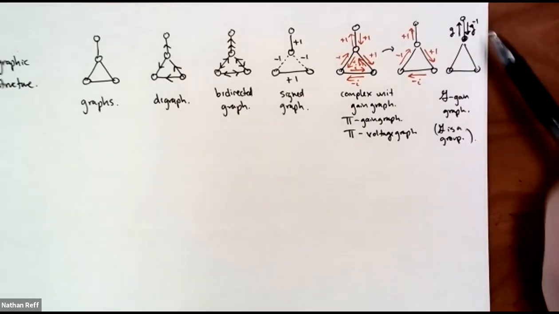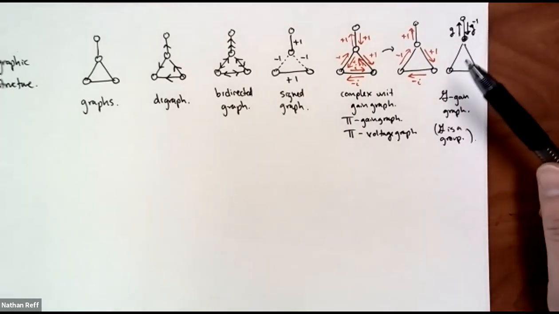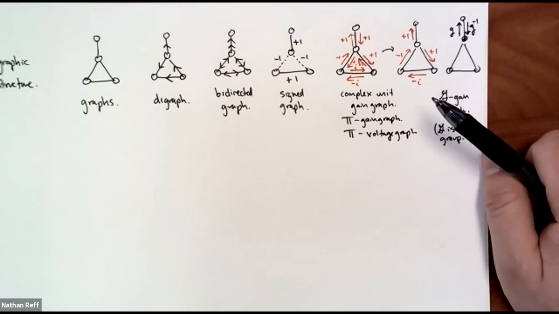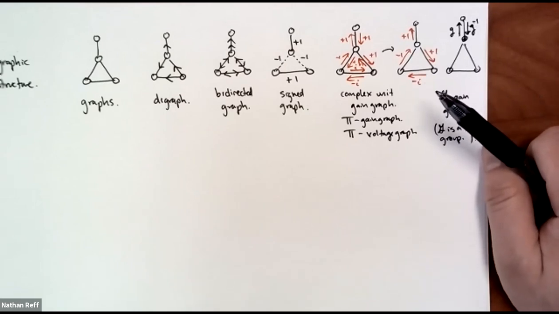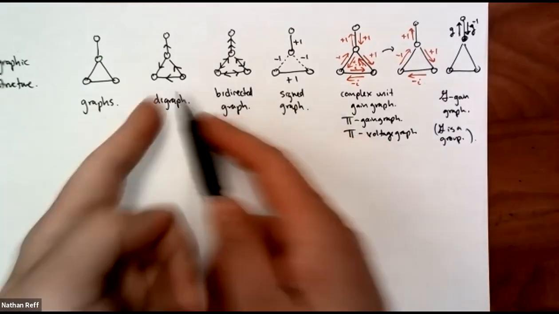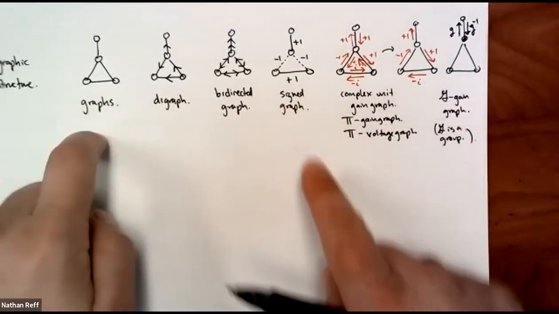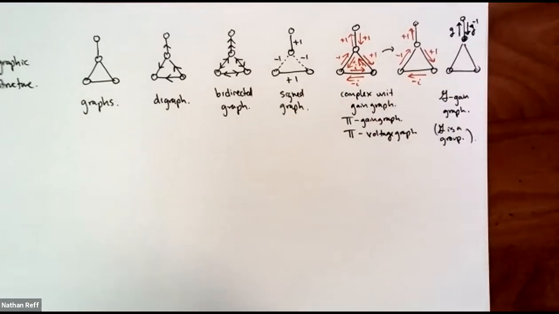If I arbitrarily choose a group, the matrix, I'm not going to be able to necessarily generalize all the stuff that I know from linear algebra. For example, if you look at the adjacency matrix for graphs, signed graphs, and complex unit gain graphs, they all have this symmetric property.